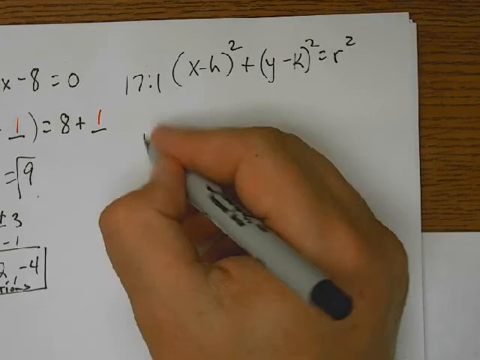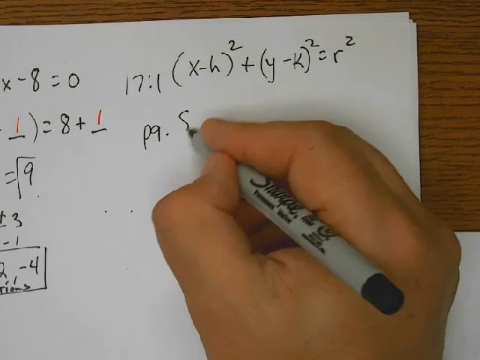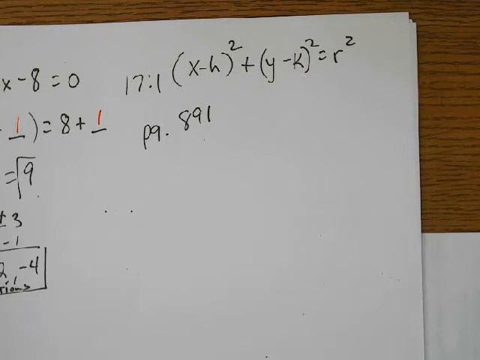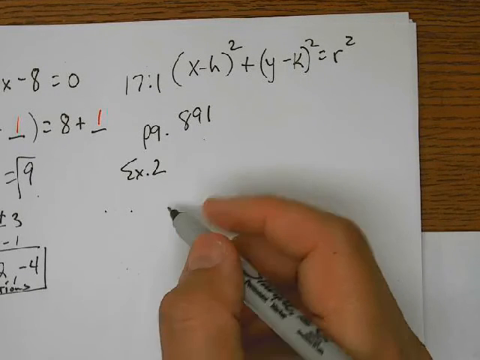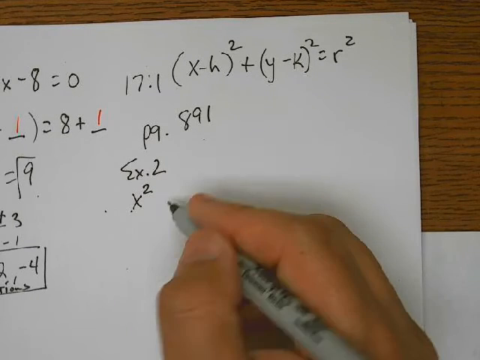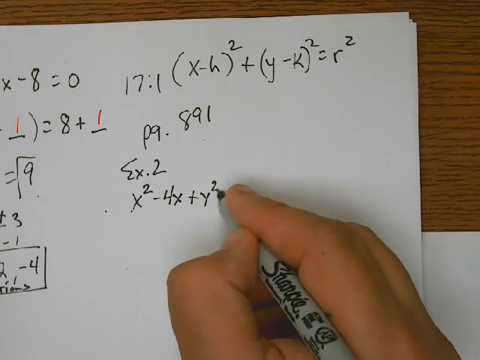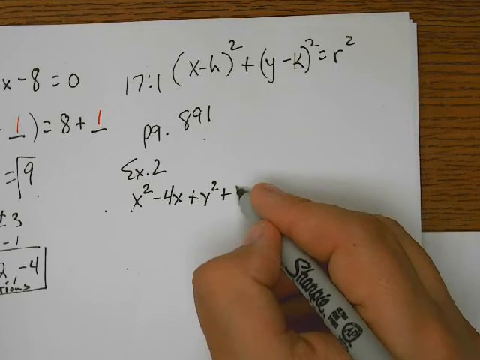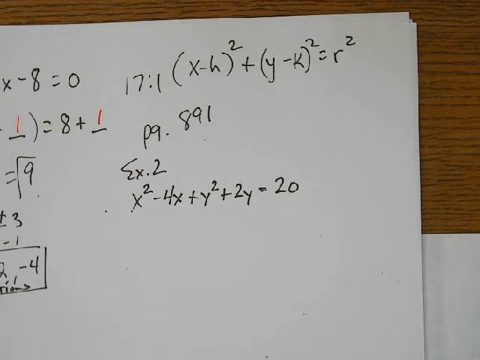Turn to page 891 in your book. We're going to look at example 2. While you're opening there, I'm going to write it on the paper for the screen for us all to look at. X squared minus 4x plus y squared plus 2y equals 20. That's the equation. Page 891.